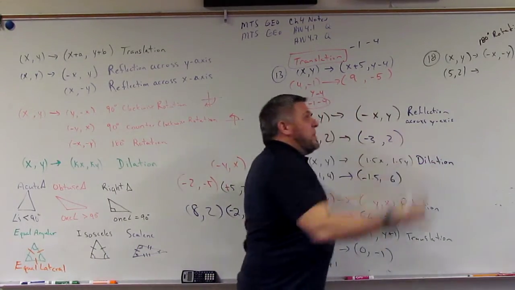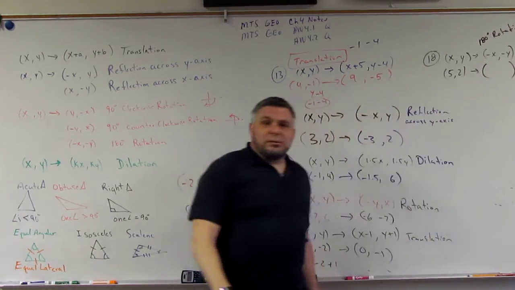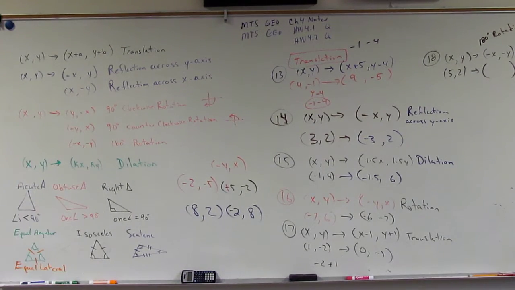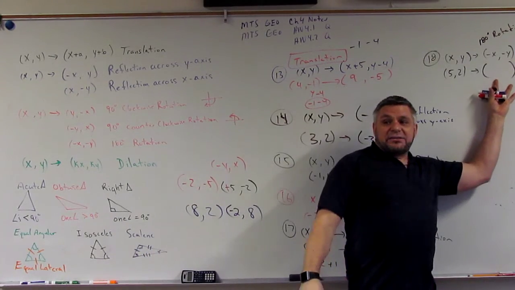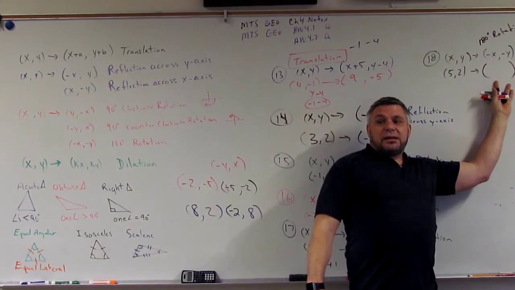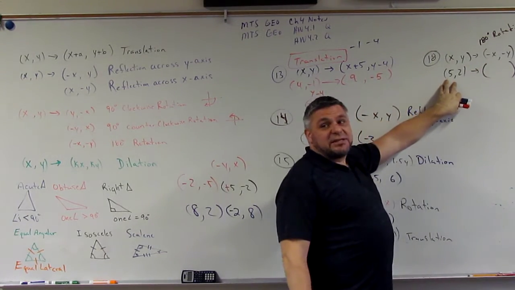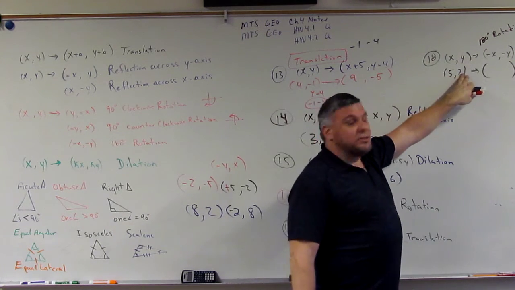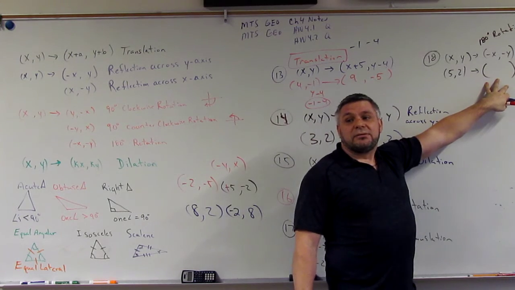Alright, so what does that mean? What's my answer going to be? Chayton, what's that answer going to be? If I'm making the x and the y negative, and my first x is 5 and my y is 2, then what do I make these? Negative 5 and negative 2? Yes.